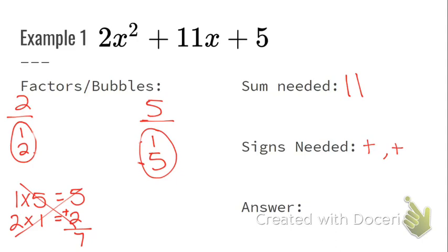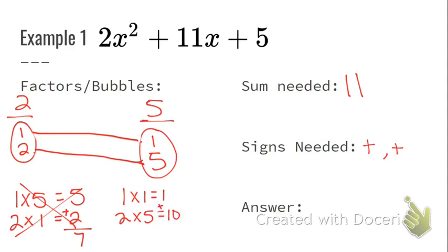So if the 1 isn't going to get multiplied by the 5, it's probably clear the 1's getting multiplied by the 1, and the 2's getting multiplied by the 5. So let's try that. 1 times 1 is 1. 2 times 5 is 10. When we add those together, we get that 11 that we're looking for.